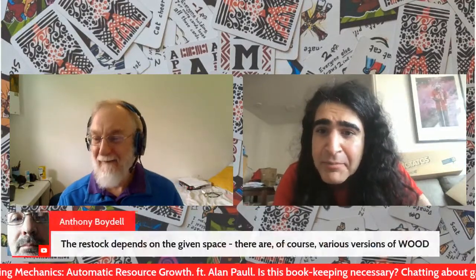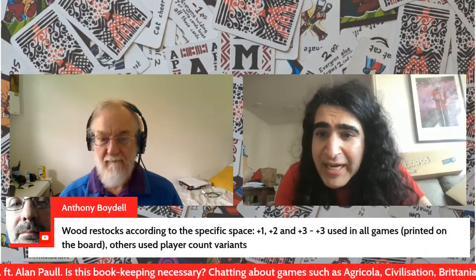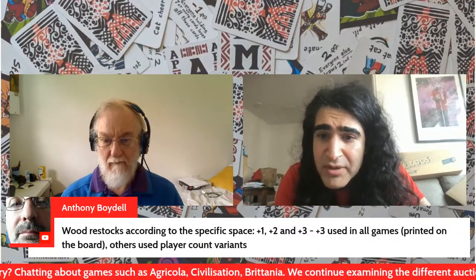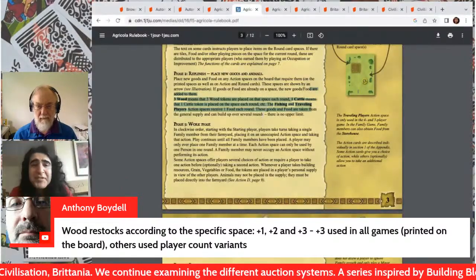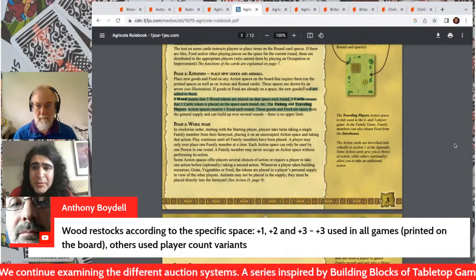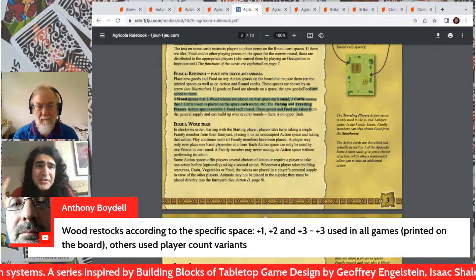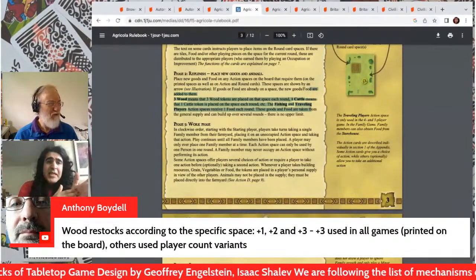You're right. And yes, I just checked the rules, and thanks for confirming. Tony says the restock depends on a given space. There are, of course, various versions of wood, and it will be +1, +2, +3. Others used player count versions. So yes, it just says you put whatever it says, and you're getting that same amount every turn. So on the free wood, you place free wood on that space each round. So it's not really conditional.